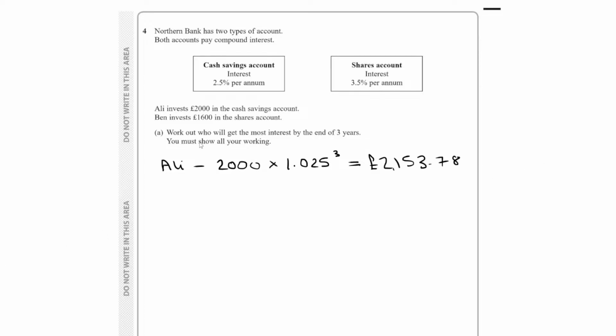Now, what I would do is, because they've asked for the interest and they both started with a different amount, I would probably work out the interest as well. I mean, this one's kind of obvious. You just take away the 2,000. So the interest for Ali is £153.78. And then we'll do Ben, just same formula, different numbers. So 1,600 times 1.035 for 3 years.